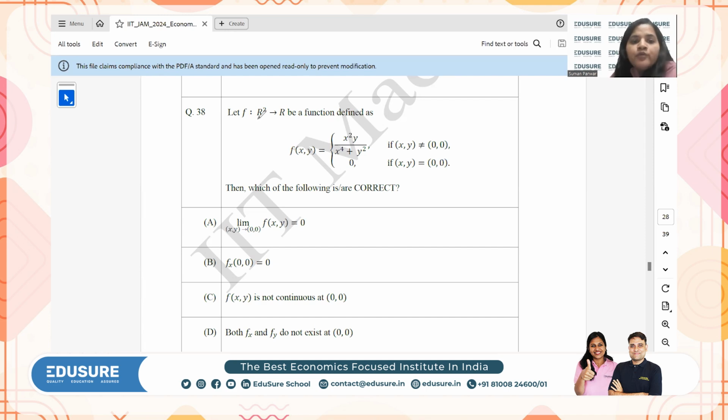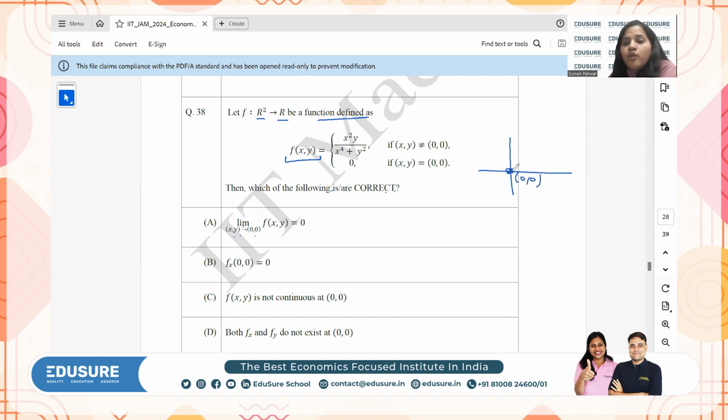Let f from R2 to R be a function defined as this. Then which of the following are correct? Limit (x, y) tending to (0, 0) of f(x, y) equals 0. Okay, so this is the first statement. Let us see what happens to this statement. This is a function in two variables.